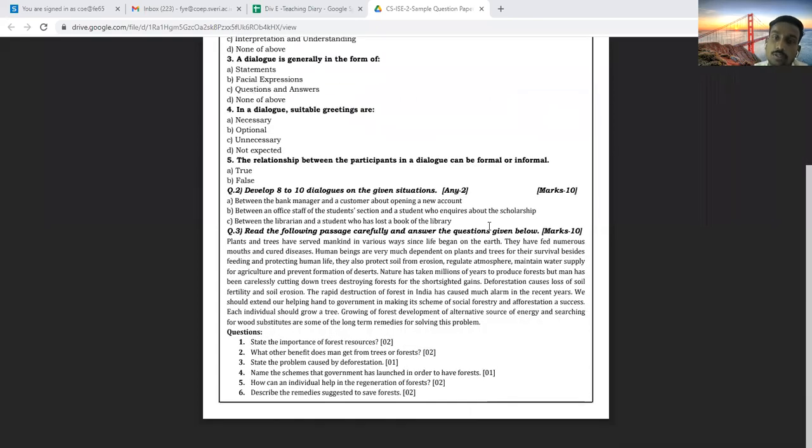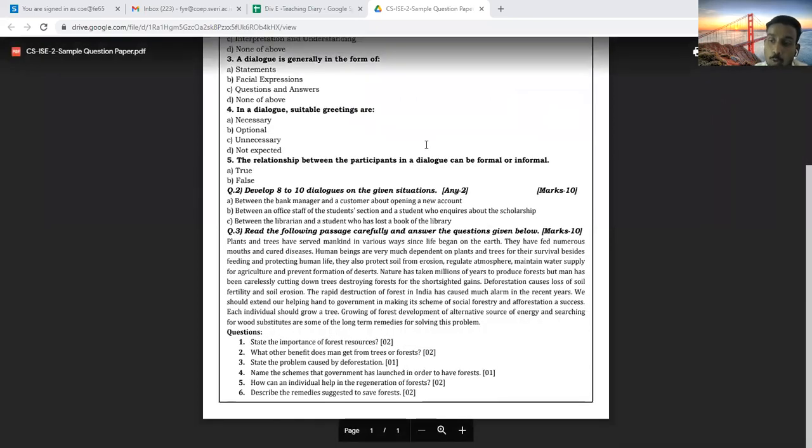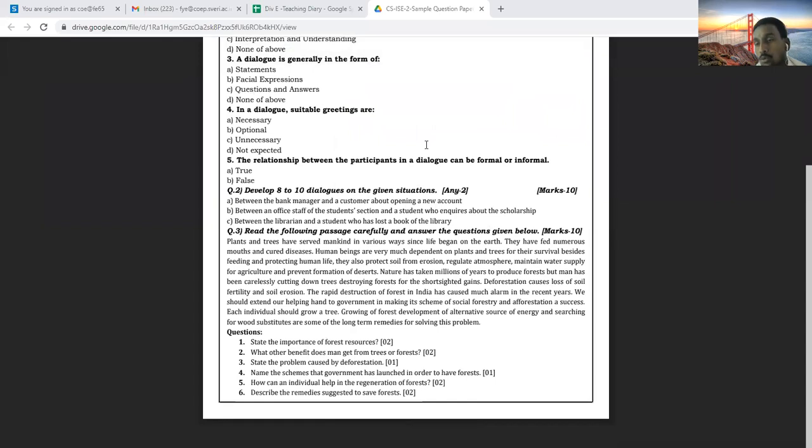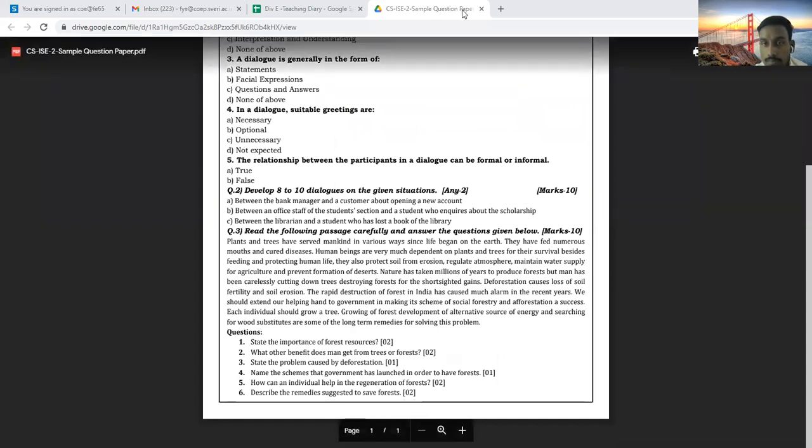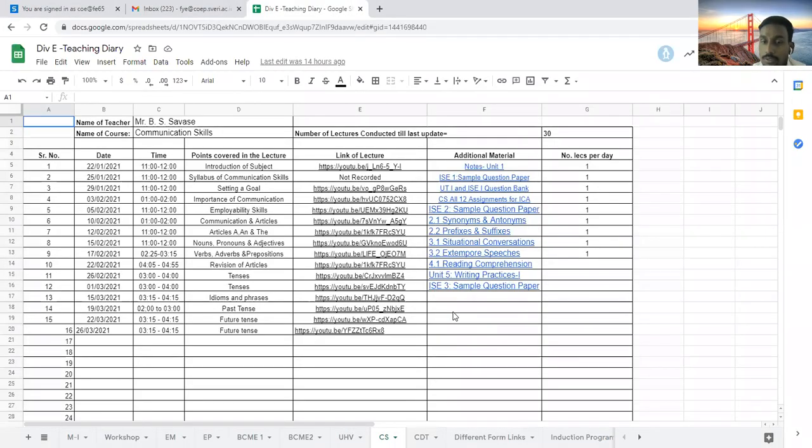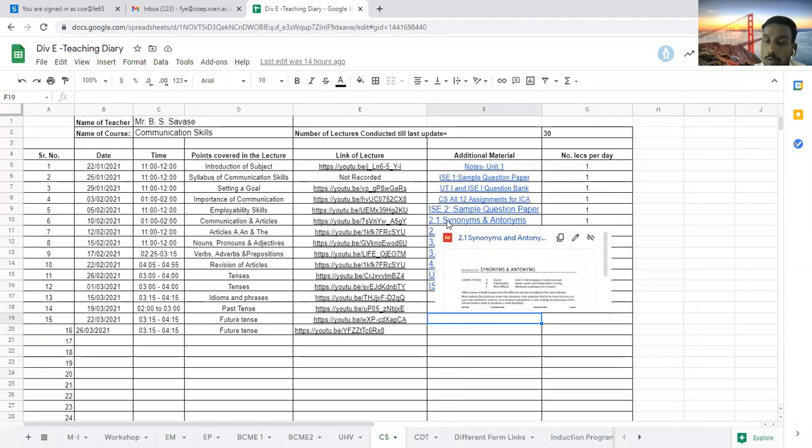Okay, fine, good. So now let's discuss some notes which are added for unit number 3 and unit number 4. Okay, so after discussing the sample question paper, now here unit number 2 is here, and 2.1, it says synonyms and antonyms.